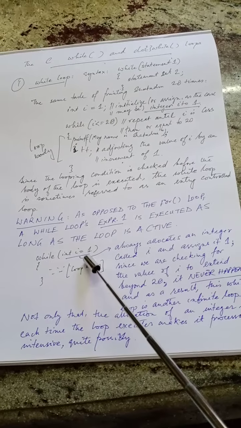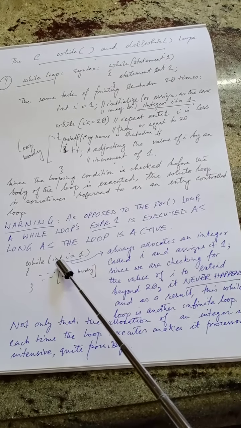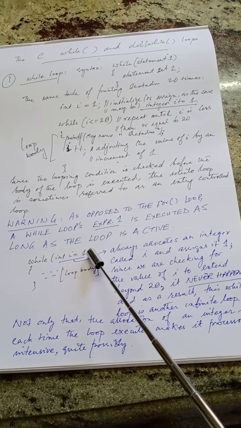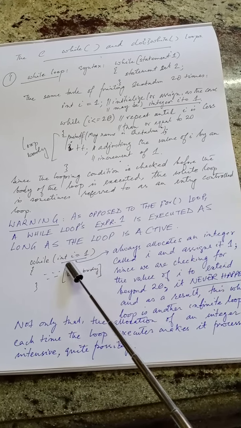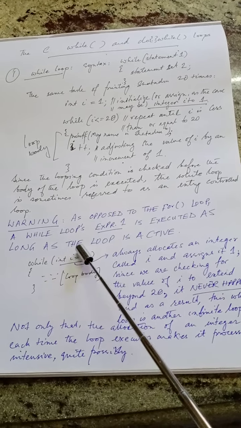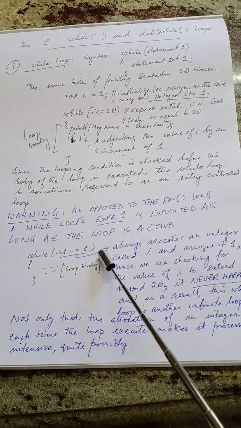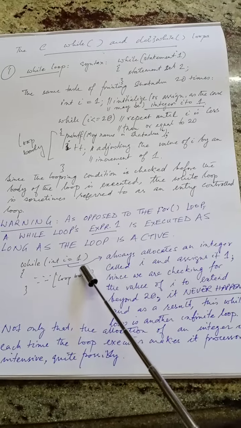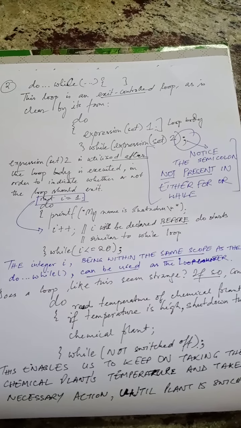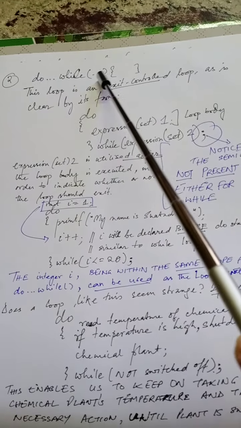Not only that, it is possibly processor heavy, because each time what is happening is you are actually allocating a new variable I and assigning it to 1. So each time you're doing this, you have to undertake the extra work of declaring an integer I and assigning it to 1. So it is basically quite possibly processor heavy. And so the next one is the do while loop.